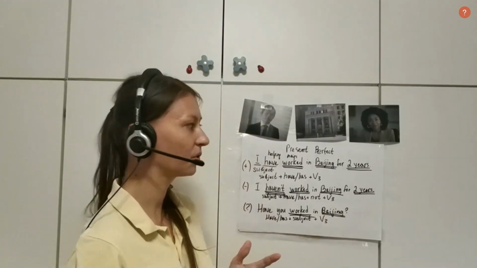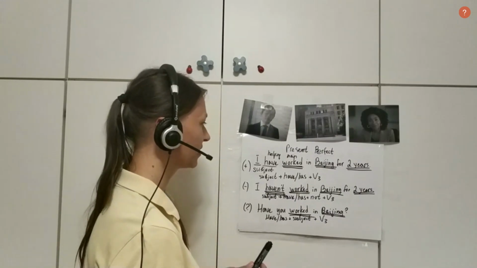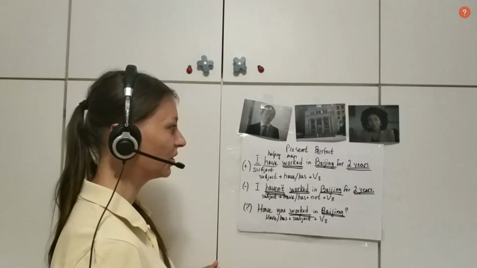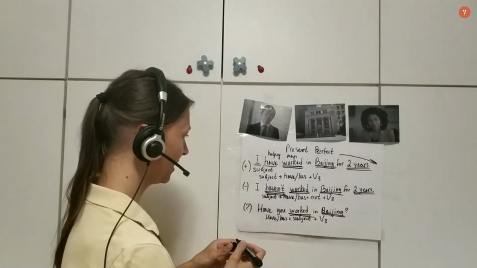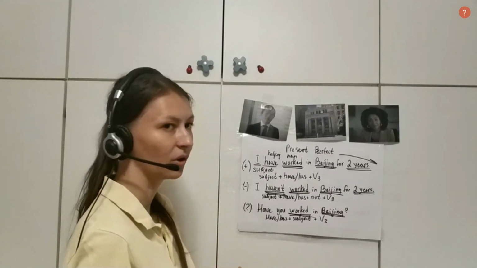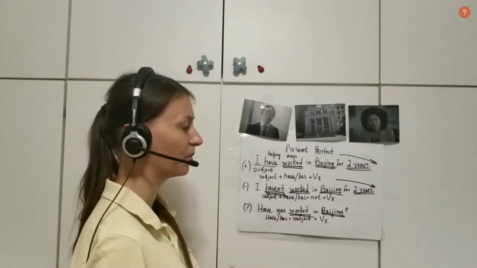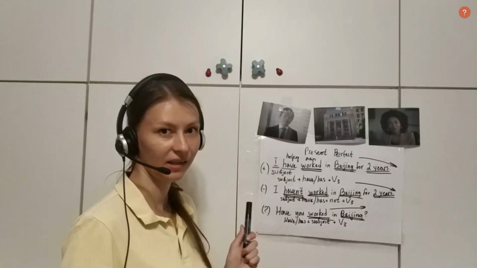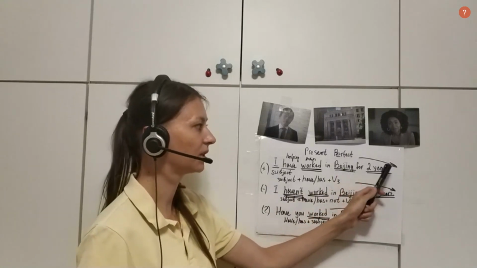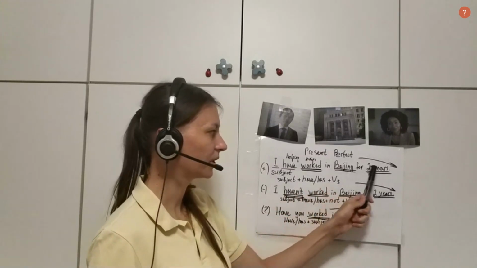Okay, let's now focus on the intonation. Remember, intonation can go up and it can go down. Good. So, I have worked in Beijing for 2 years. Right, so the falling intonation. I haven't worked in Beijing for 2 years. Okay, falling. Have you worked in Beijing? Raising. Okay, please repeat these sentences after me. Make sure to follow this intonation pattern and also focus on these stressed words.